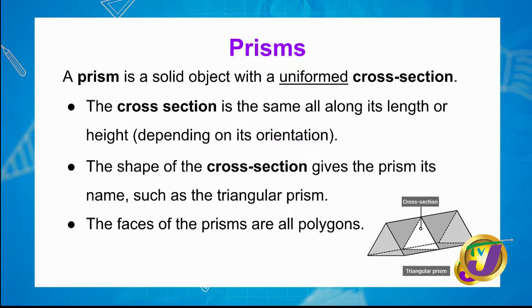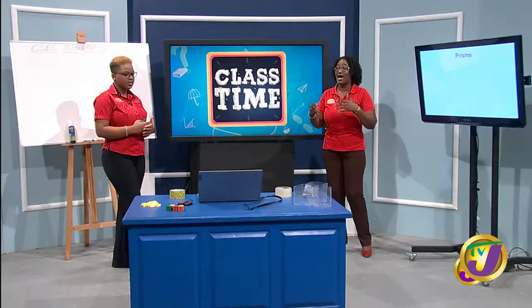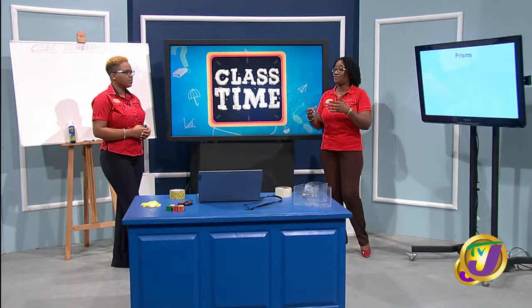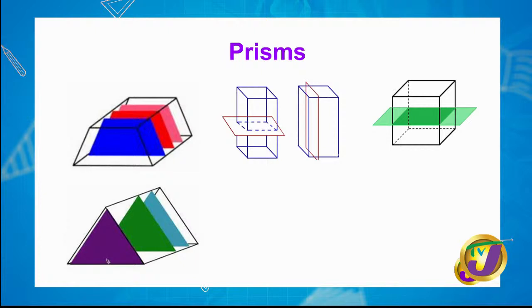All right. So for the triangular prism, we would actually have two faces that are triangular. Right. And three faces that are rectangular. Right. Cool. So here on screen, we're having some examples of prisms. So you want to talk about these?